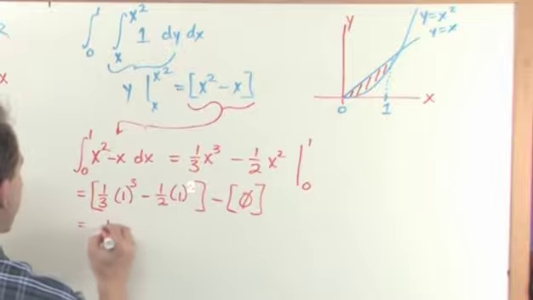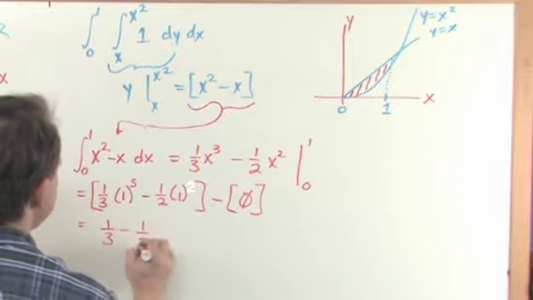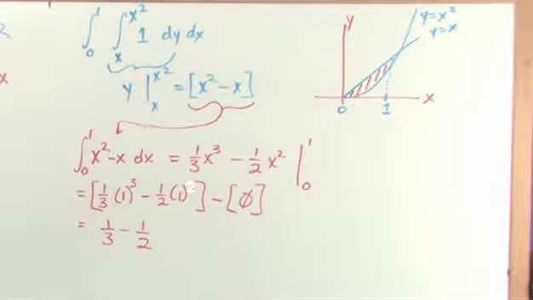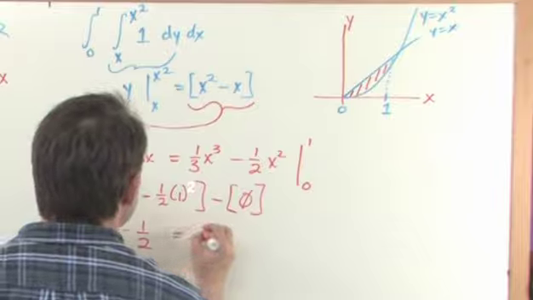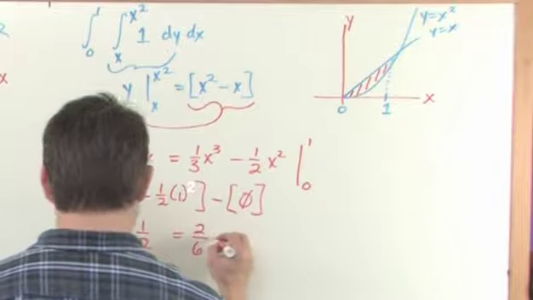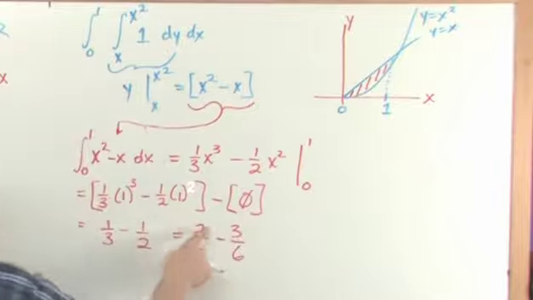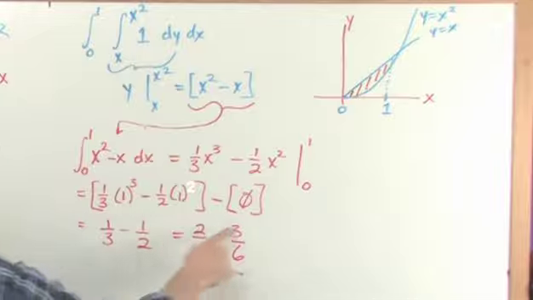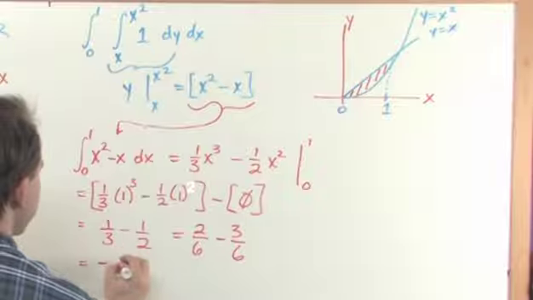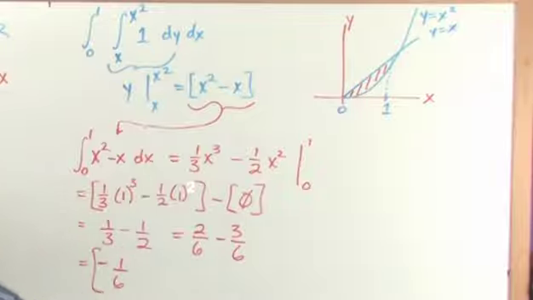So in the end I'm going to have 1/3 minus 1/2, okay, 1/3 minus 1/2, and then to simplify this fraction you can rewrite this as 2/6 minus 3/6. Double check me here, 2/6 is 1/3, 3/6 is 1/2. I just found the common denominator here, so that would be negative 1/6.